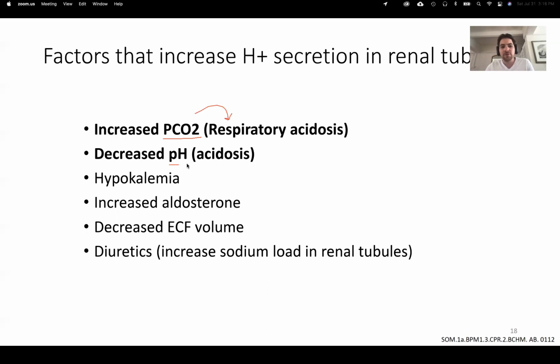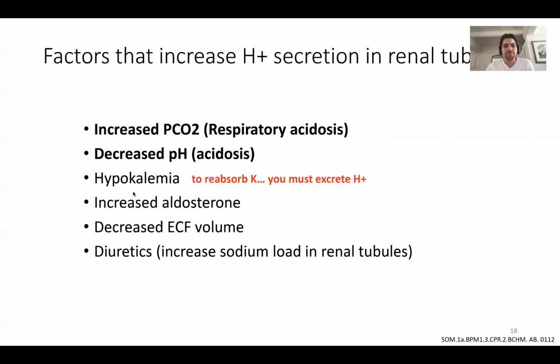Also, if we have, for whatever reason, a decrease in pH, which by definition is acidosis, what do we do in the kidneys? We try to increase our acid secretion. We're trying to compensate. We have extra acid for whatever reason, and we want to try to get rid of it the best way possible.